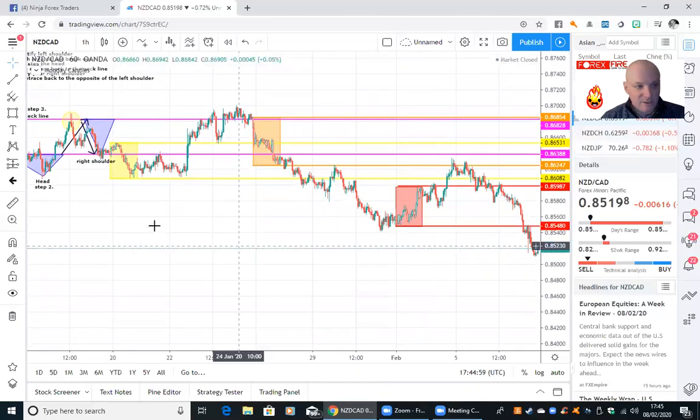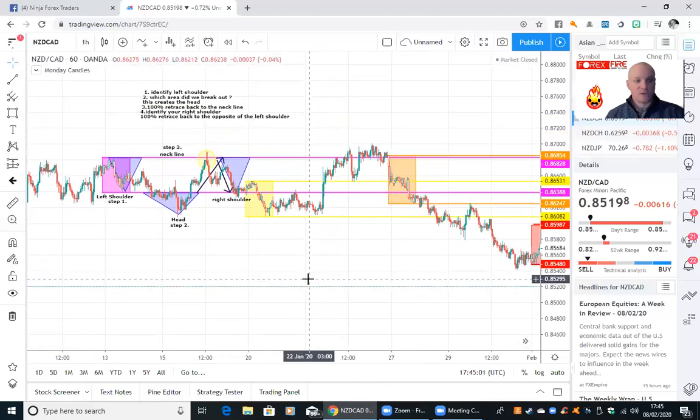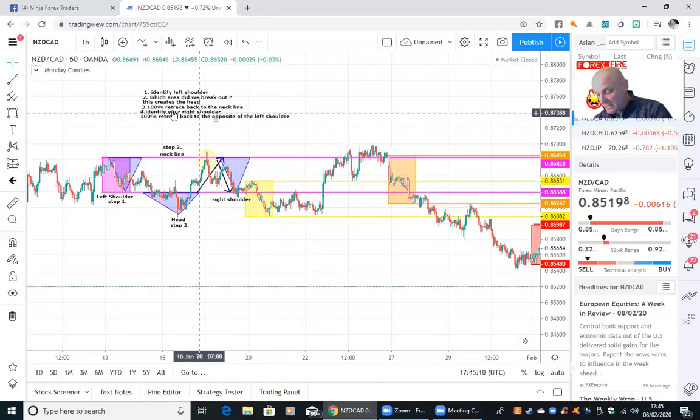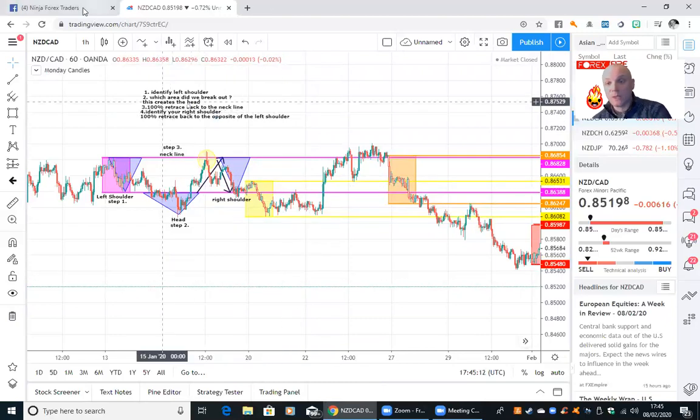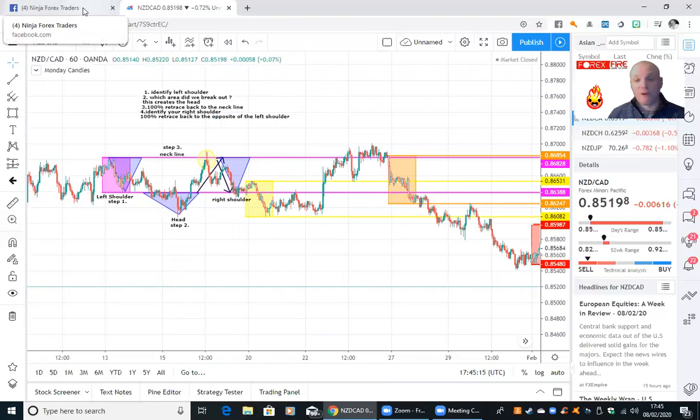From there, in session 2, I showed you how to identify the left shoulder, how to identify the head, and how to identify a neckline and the right shoulder. So in this session, we're going to show you when you need to buy and when you need to sell, and what sort of parameters you need for stop losses and things like that.